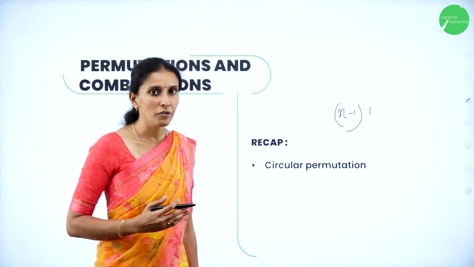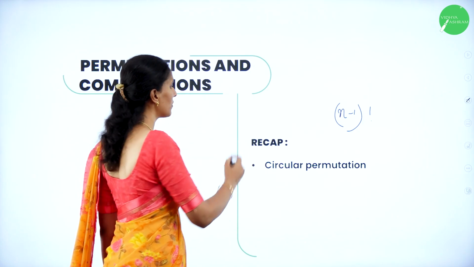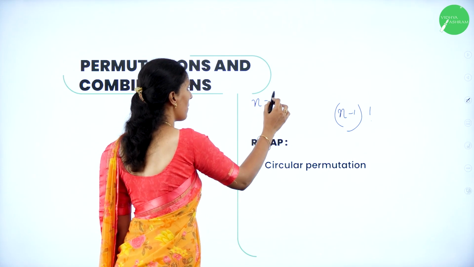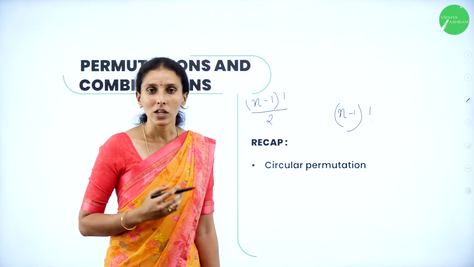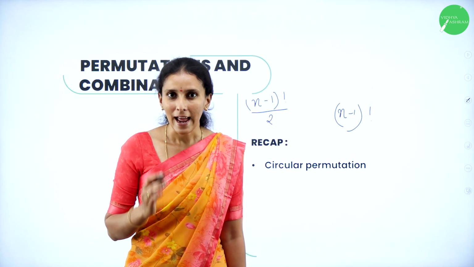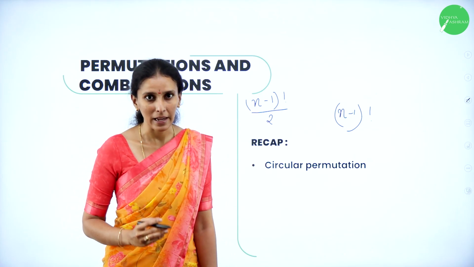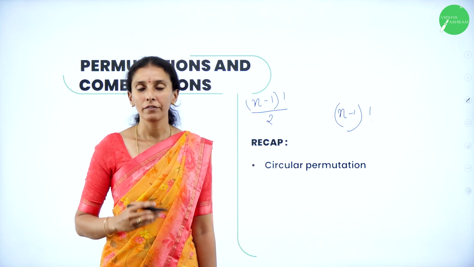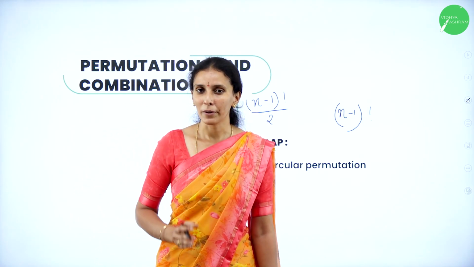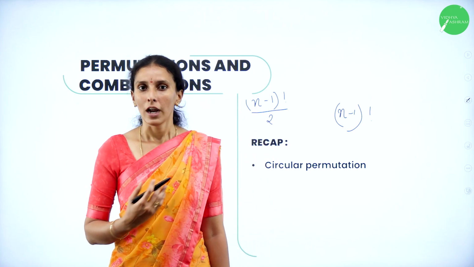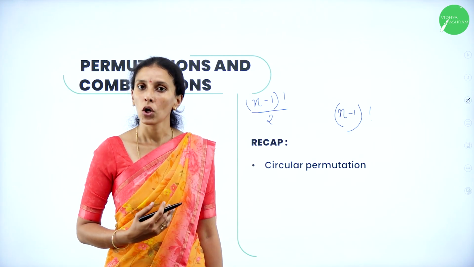Also we have learnt one more formula for the case of a necklace or garland. The formula of the circular permutation will be n minus 1 factorial divided by 2. Why? Because here the clockwise and anti-clockwise are not distinguishable. They are considered the same. So in this session, we will be learning about combination. We have learned what permutations are, the types of permutation and also circular permutation. Today I'll start with combinations.